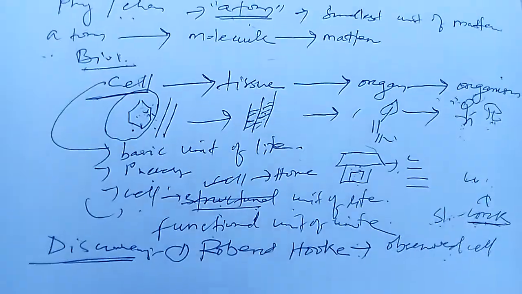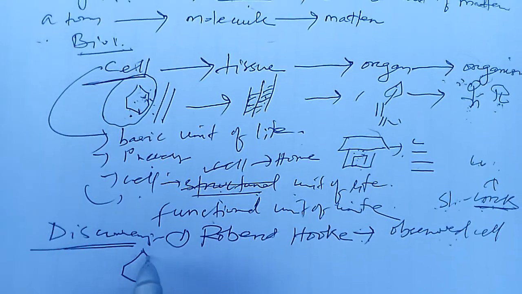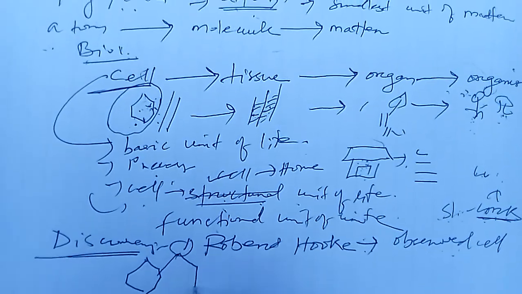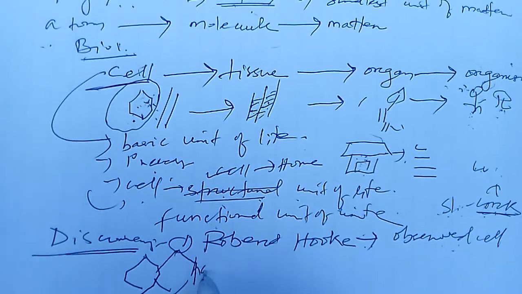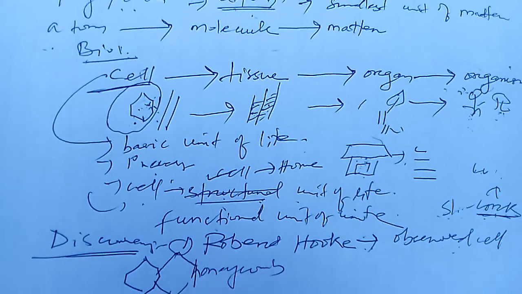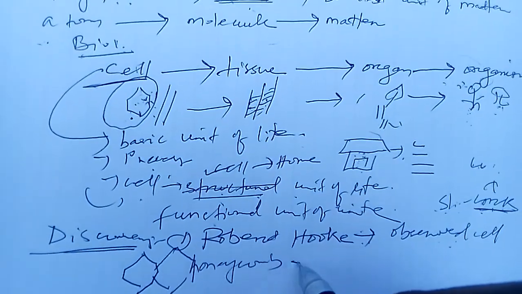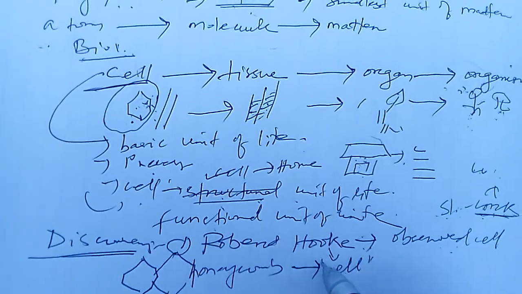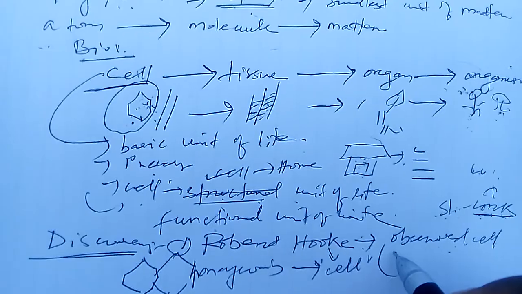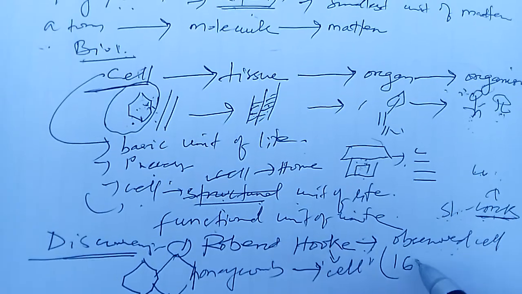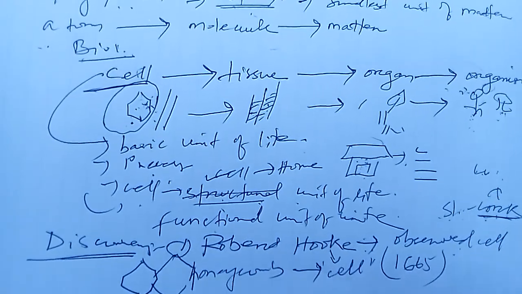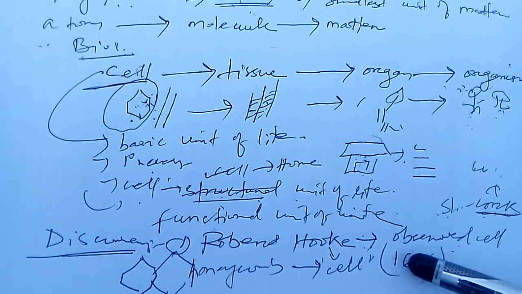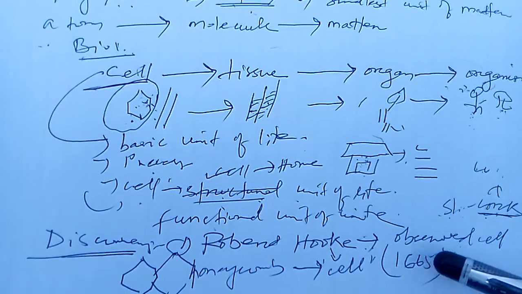So he observed some house or honeycomb-like structures. Okay, honeycomb-like structures. These honeycomb-like structures were named by Robert Hooke as cell. This occurred around the year 1665. Around this year, Robert Hooke became the first scientist to observe cell, which is a dead cell.